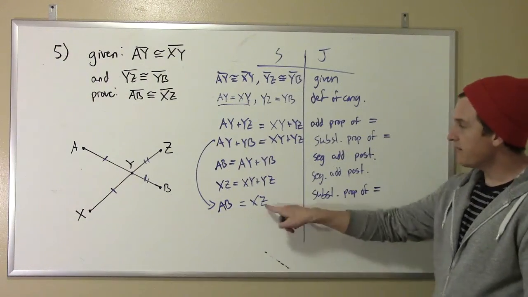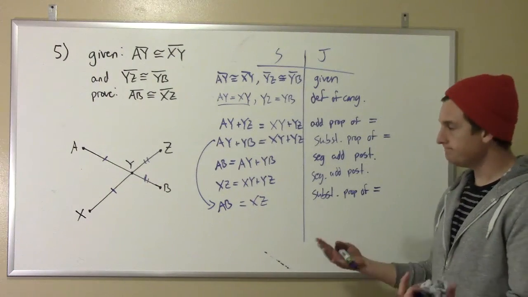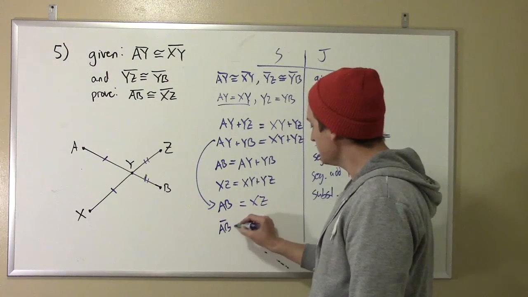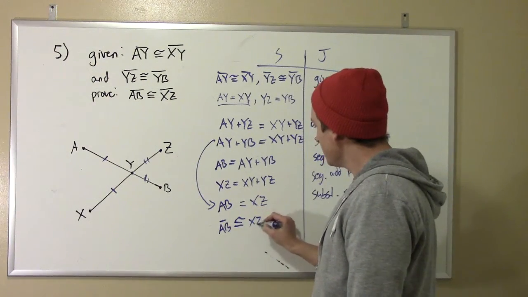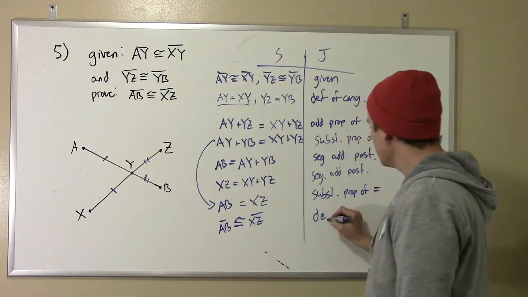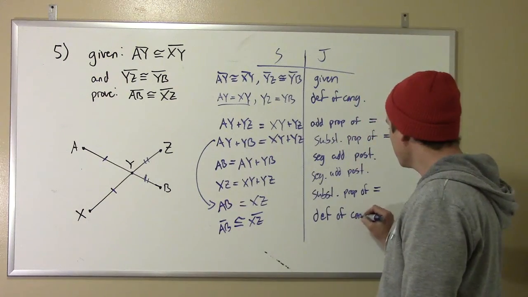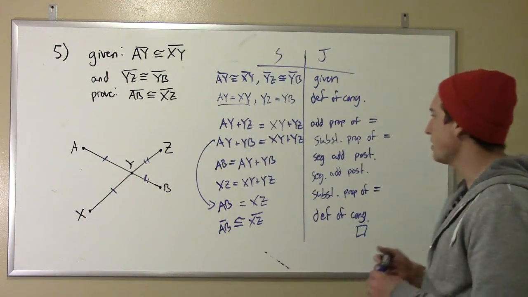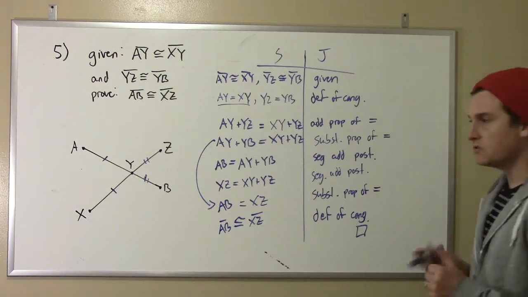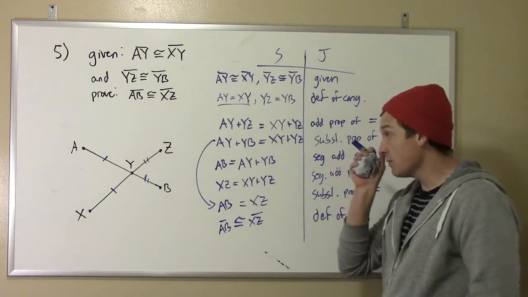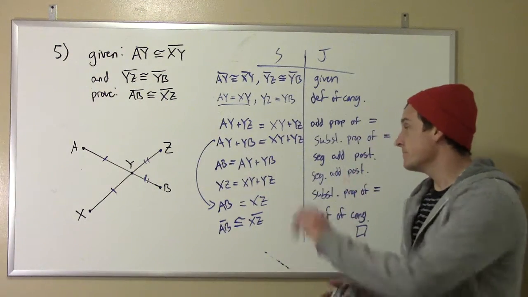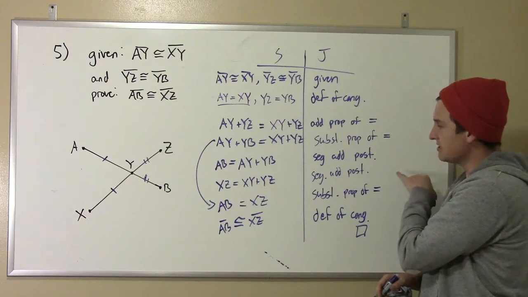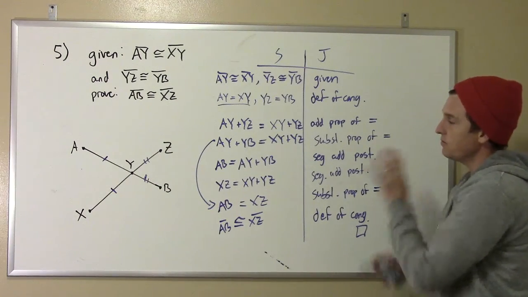Okay, now how are we going to get from this to congruence? Definition of congruence. So AB is congruent to XZ. Definition of congruence. And that's what we set out to prove. Okay, so very similar to a proof that you had in the last homework. We need to use the addition property of equality. We need to use the segment addition postulate. We put those ideas together.